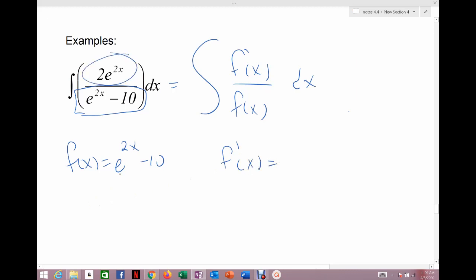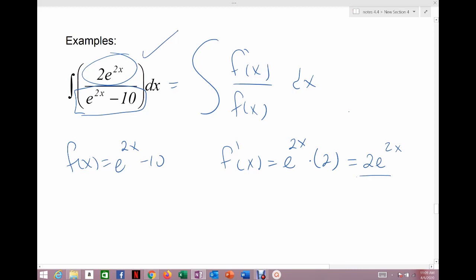Well, the derivative of e to the 2x is e to the 2x times 2, right? That's the chain rule. It's e to the 2x times the derivative of the inside, which is 2. The 10 will zero out, and I can rewrite that with the 2 in front, and that checks. That is my numerator, right?